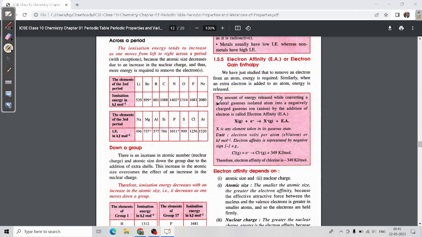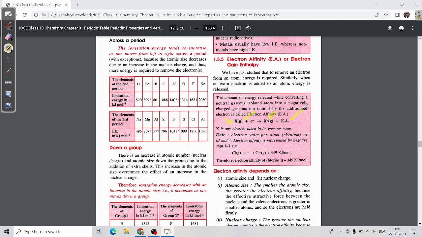Now I will explain with an example. See, X is an element, and we have to take it in the gaseous state. Now if we add one electron, then it will form an anion, and it will release electron affinity.